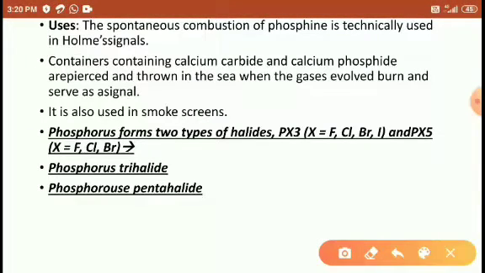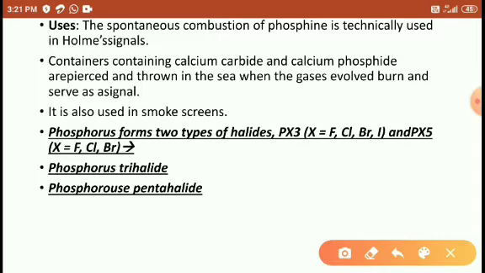It is technically used in home signals. What are home signals, students? It is a kind of flame emitted in a dark place, which is called a home signal. For example, in railway tracks and railway signals, they also use home signals.